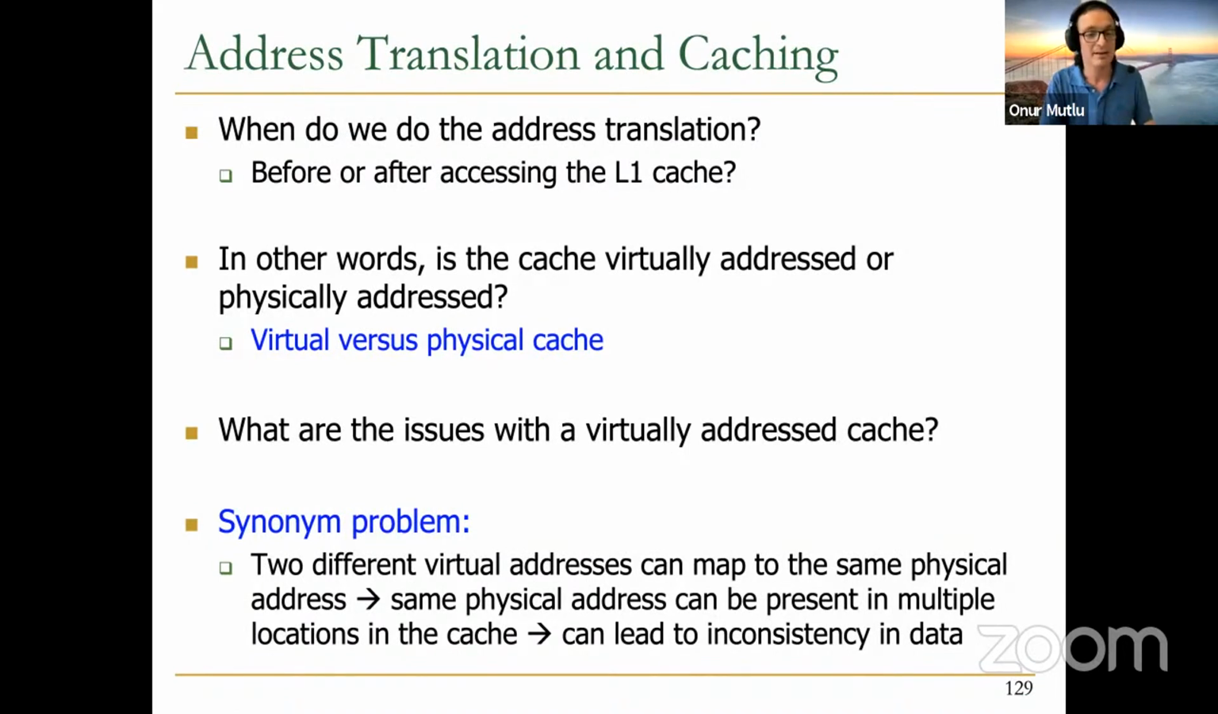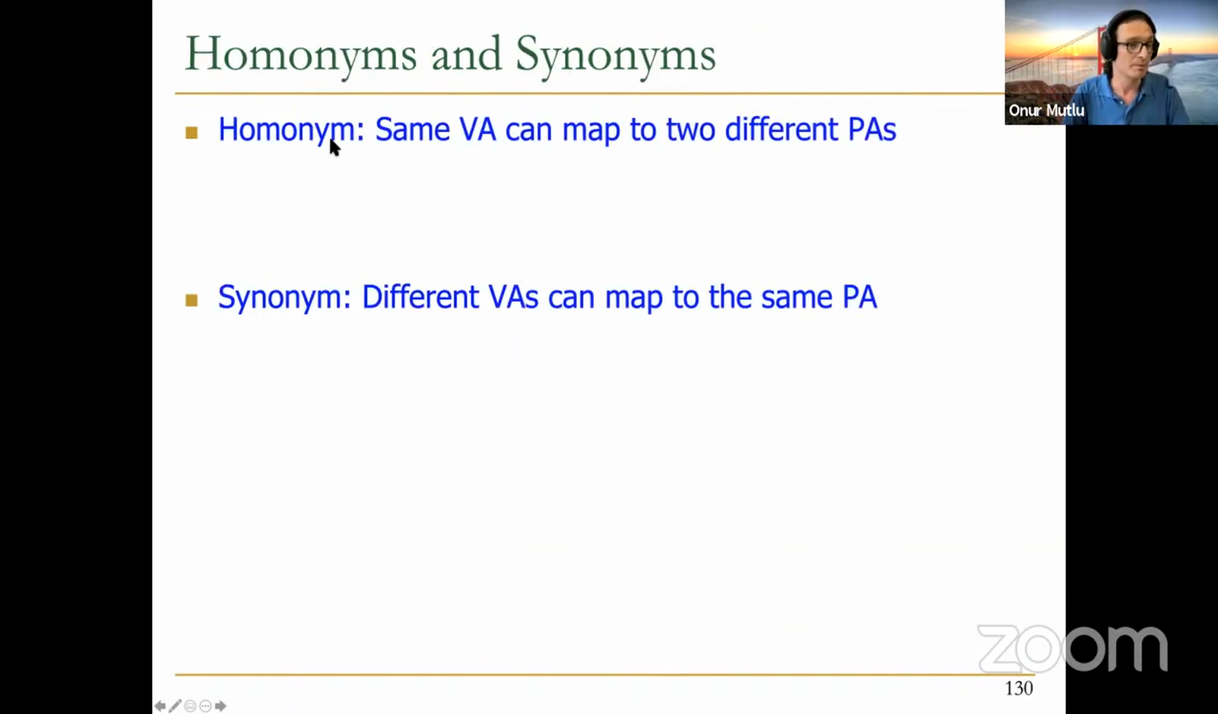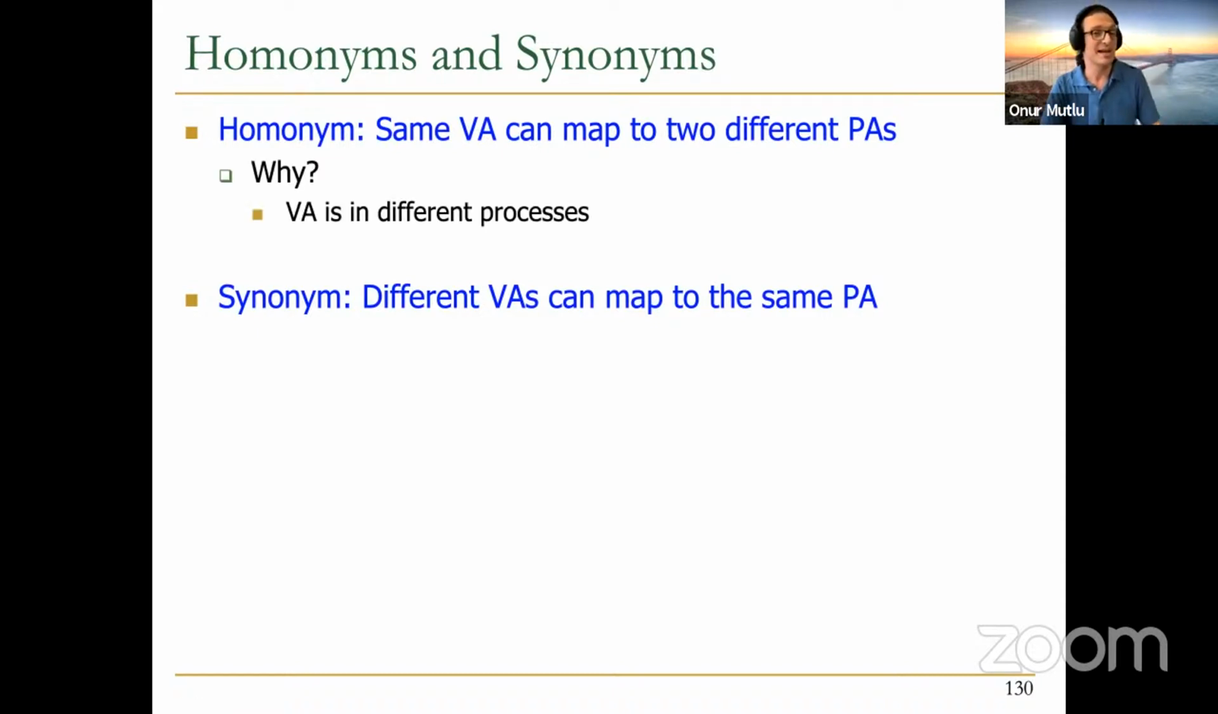There are other problems, actually. This is one problem. There's also a homonym problem, which is the fact that the same virtual address can map to two different physical addresses. Why does this happen? Because virtual address can be in different processes, right? Different processes have the same virtual address space to each of them, and the same virtual address can be mapped to different physical addresses. And this becomes a problem when you're managing the cache if it's completely virtual. So usually the solution to fix the homonym problem is to introduce address space IDs to distinguish between different processes and address spaces.